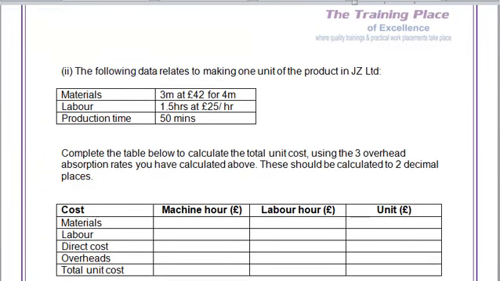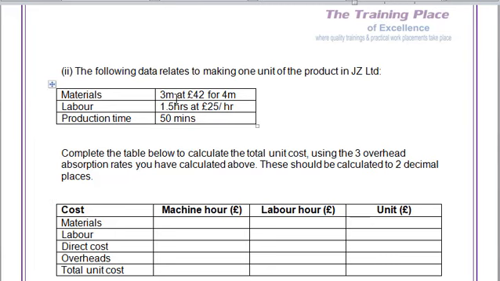The following data relates to making one unit of the product in JZ Limited. Materials, labor, production time. Complete the table below to calculate the total unit cost using the three overhead absorption rates you have calculated above. These should be calculated to two decimal places. We then want to fill in the table below with the machine hour that you would have calculated in your absorption rate table above. But the materials, labor, direct costs will be coming from this very table here.